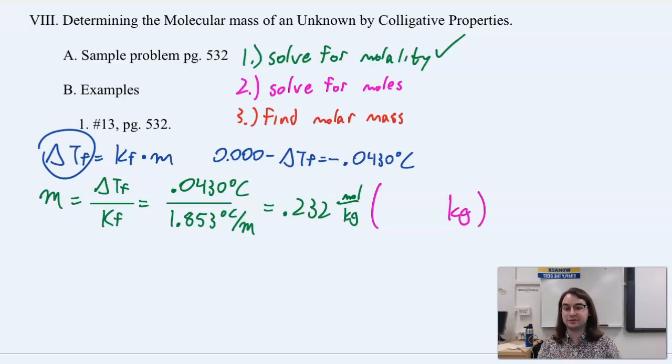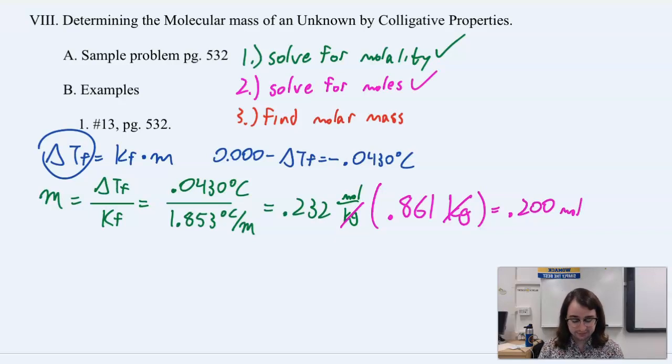Specifically kilograms of solvent. So if we look at our problem here, it says that we have 861 grams of water. That's the solvent. So I can multiply my molality by kilograms. These cancel, and the thing that I'm left with is moles. So I'm left with about 0.2 moles. And now we are done with step 2.